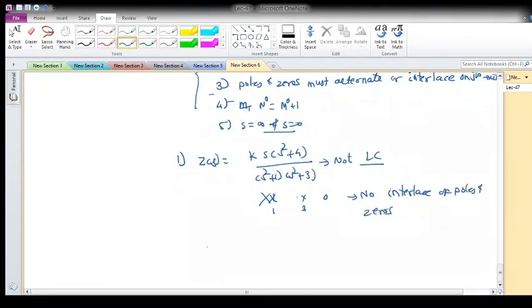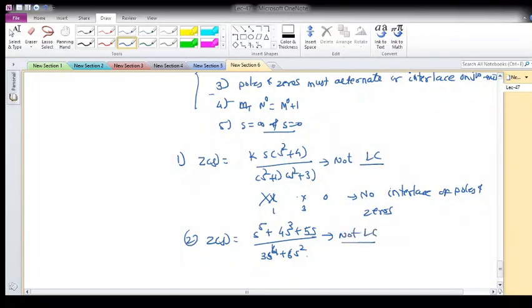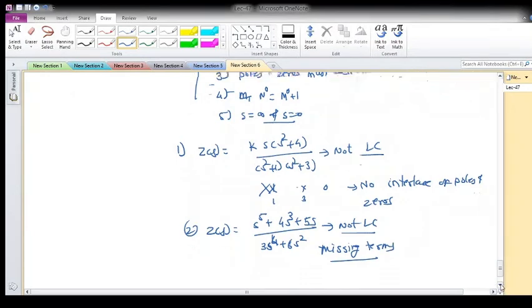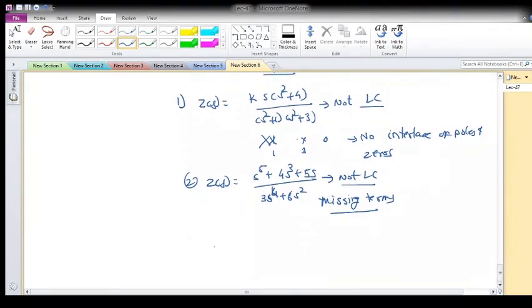Okay, then if next is given, suppose the next impedance or immittance is s raised to 5 plus 4s cube plus 5s divided by 3s raised to 4 plus 6s square. Okay, so this is also not LC. Why? Because there is a missing term. Okay, so if there is a missing term, this is not Hurwitz at all, and because of it there will be a multiple pole on the j omega axis.